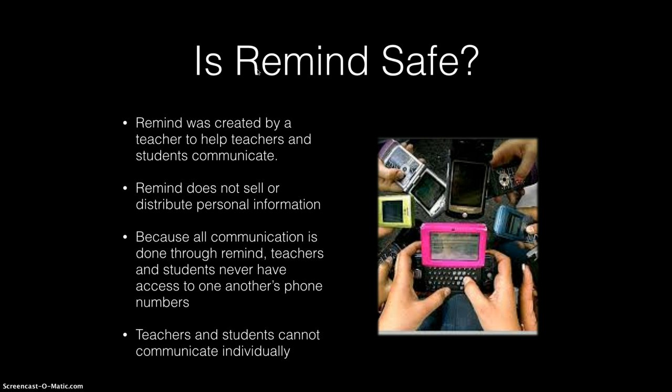Most importantly, because all communication is done through the Remind website, teachers and students never have access to one another's phone numbers. When I send out a message, I can send it out to the entire class, but I do it through remind.com. I'll type the message and hit send, and then Remind sends the message out. That way, I never have access to students' telephone numbers, they never have access to mine, and we cannot communicate individually. It's a class-wide text message, and students cannot individually text back the teacher. They would have to come and speak to me if they had questions, or email, or use some of the more traditional communication routes.